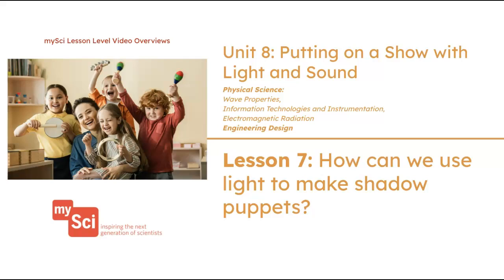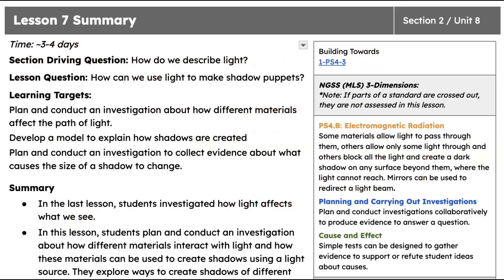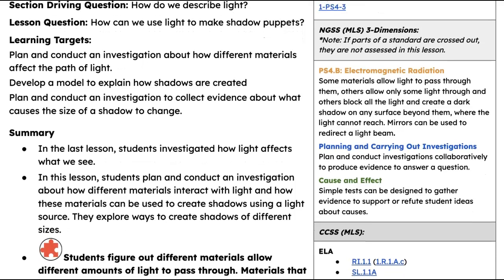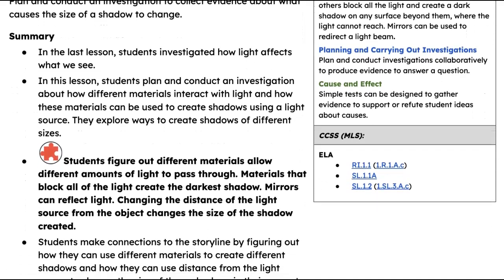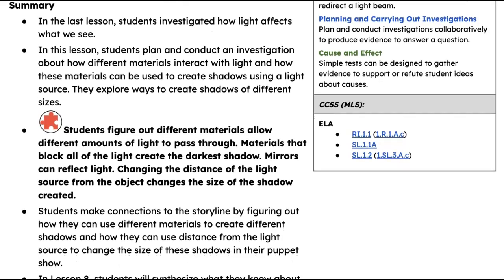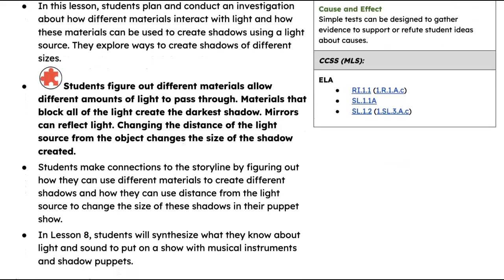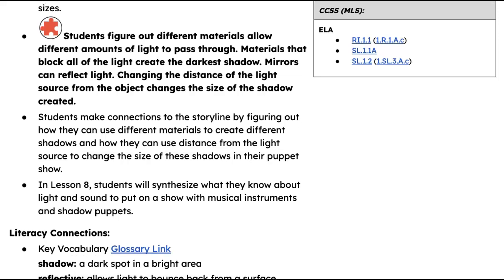Students make connections to the storyline by figuring out how they can use different materials to create different shadows and how they can use distance from the light source to change the size of these shadows in their puppet show. There are several opportunities for ELA cross-curricular connections throughout the lesson. You can look for specific standard connections in the Unit 8 Teacher Guide. This lesson will take approximately 3 to 4 days to complete.